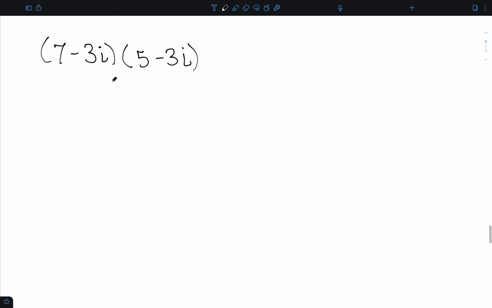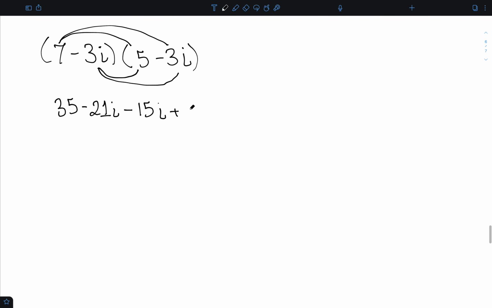Let's look at multiplying 7 minus 3i times 5 minus 3i. 7 times 5, that's 35. 7 times minus 3i is -21i. Minus 3i times 5 is -15i. And minus 3i times minus 3i is plus 9i squared. So I have a 35. I can combine like terms. -21 minus 15 is -36. So that's a minus 36i.